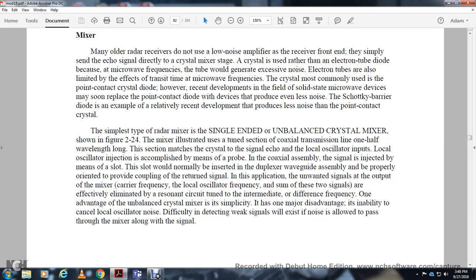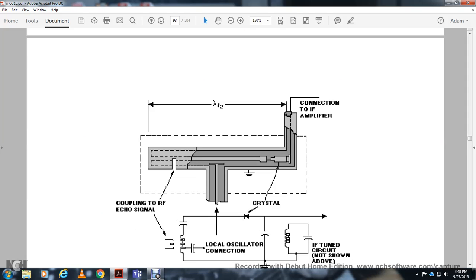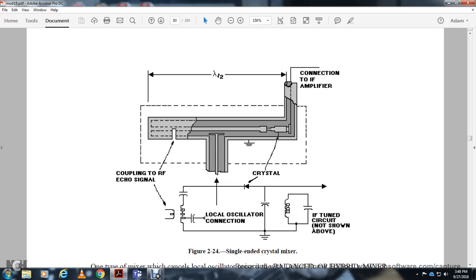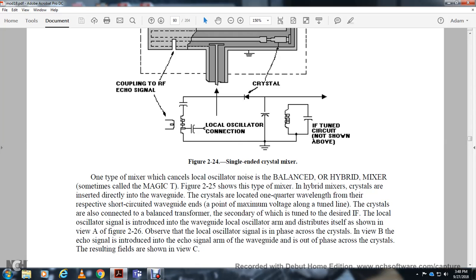Some of the two signals are effectively eliminated with resonant circuitry tuned to the intermediate frequency. One advantage of the unbalanced crystal mixer has one or more disadvantages: the inability to cancel the local oscillator noise makes it difficult to detect weak signals, because the noise is also allowed to pass through the mixer along with the signal. It shows connecting to the amplifier the coupling of the radio frequency echo signal and the crystal local oscillator oscillation. Another type of mixer, the hybrid mixer, is sometimes called the magic tee.